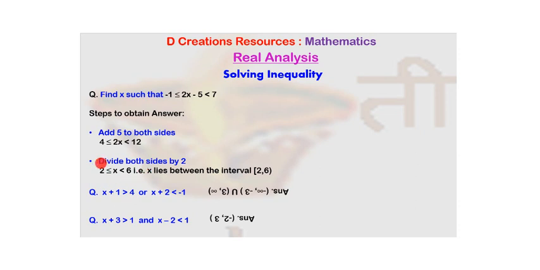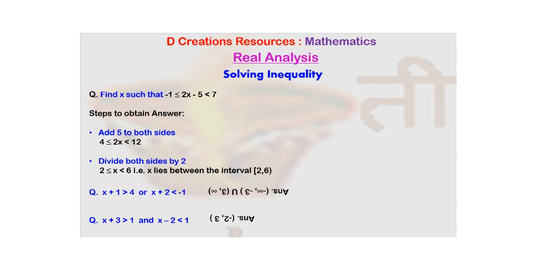Now this leads us to an interval. Basically 2 is less than or equal to x. So you can see it begins with a closed interval where you have 2 as one of the endpoints. And x is less than 6, so this is an open interval on this side. So this is how the interval is going to look.